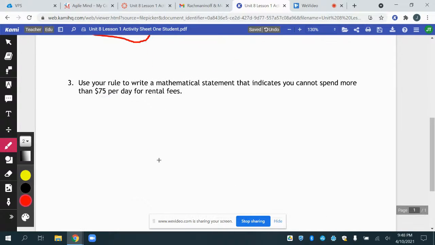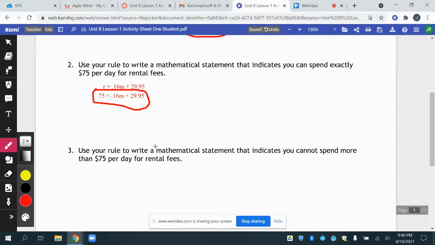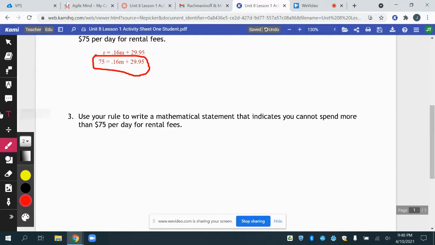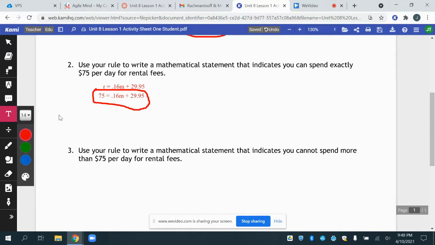We're almost done with the assignment. Use your rule to write a mathematical statement that indicates you cannot spend more than 75 cents. Okay, so right now, we're not even figuring out the answer. We can, though, because it doesn't tell us not to. So we're talking about equations versus inequalities here, but that's the difference between 2 and 3. We'll talk about that in a moment, but let's figure this out.